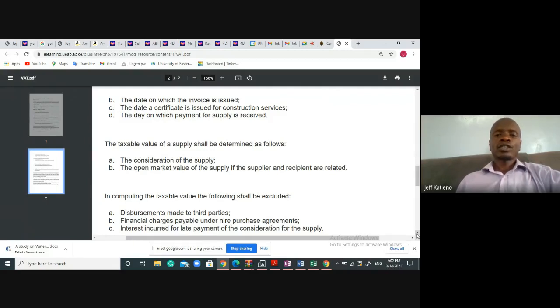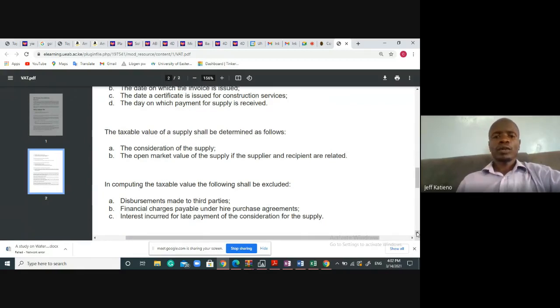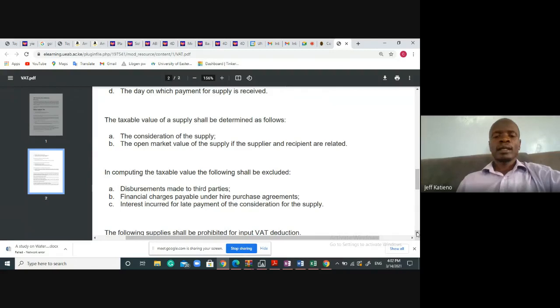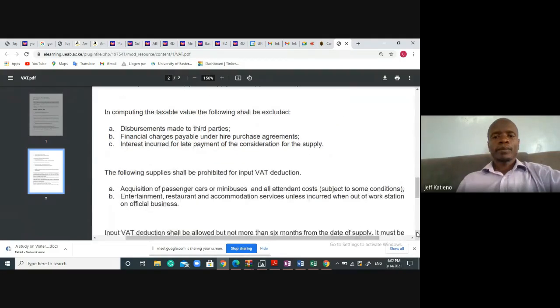So if the consideration is low or far much ridiculous than the market price, then the open market value of the supply will be taken. So this one happens when the supplier and the recipient are related. So in computing the taxable value, the following shall be excluded. So you do not exclude interest and the like for late payment and all those kind of things.